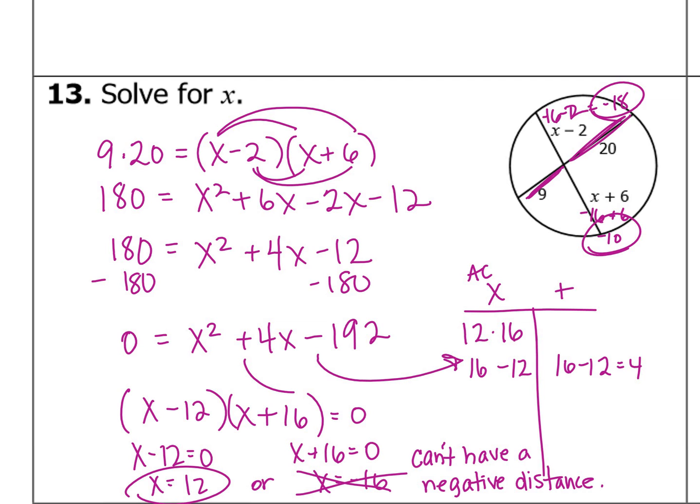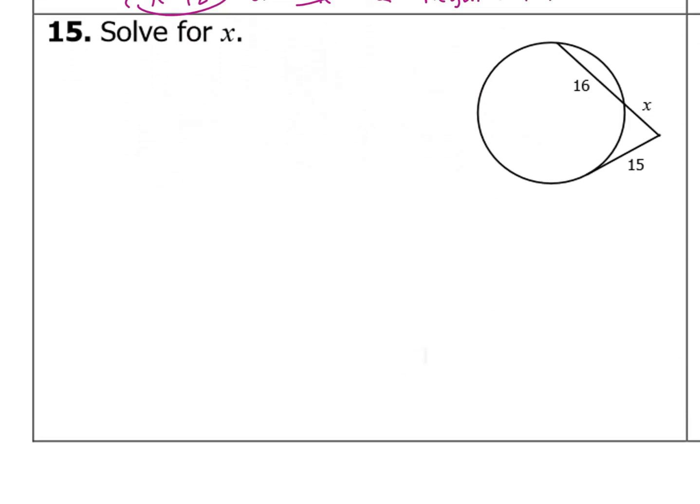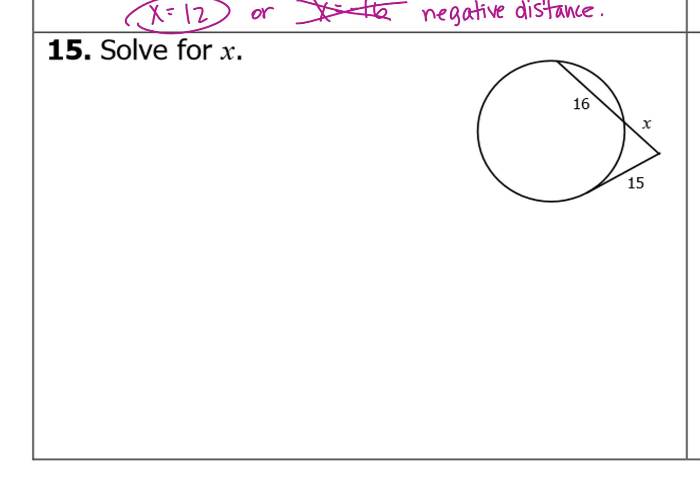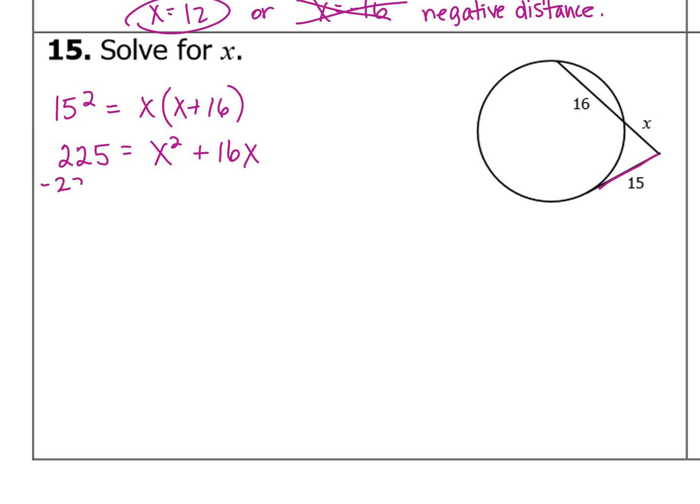All right, let's try 15. Looks like we're going to have the same situation here. We've got an outside, so we've got a tangent and a secant. So we're going to say that 15 squared equals x times x plus 16. And that's going to give us 15 squared is 225 equals x squared plus 16x. All right, solve this for 0. So I'm going to subtract 225 from both sides. I need that so I can factor.